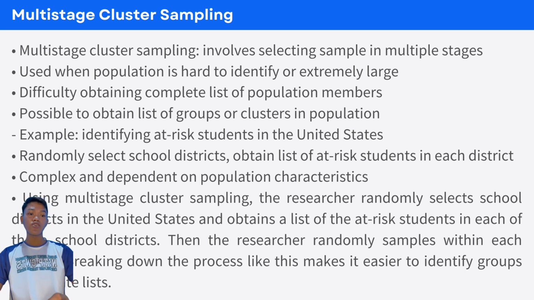Using multi-stage cluster sampling, the researcher randomly selects schools and districts in the United States and obtains a list of at-risk students in each of those school districts. Then the researcher randomly samples within each district. Breaking down the process like this makes it easier to identify groups and locate lists. So basically, this is used when the population is very large.